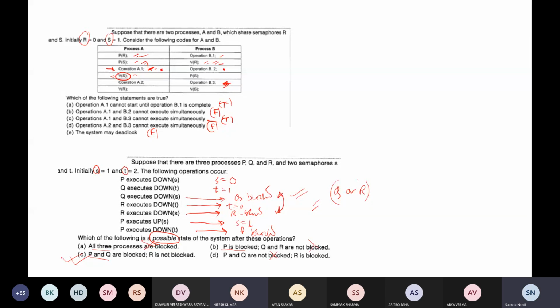If you assume it to be FIFO, this may not be true, but nothing is mentioned. You should not assume that it is FIFO, because if it is FIFO, then P and R are blocked. You cannot assume that because they are asking for possibilities. That's why the word possibility is in italics, and you should not consider that. This is the only possible case.